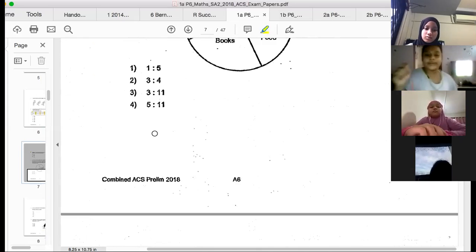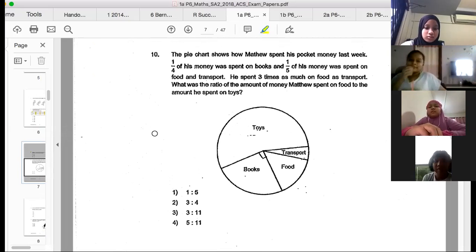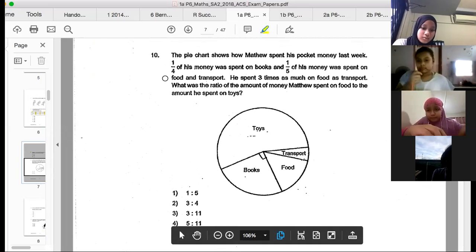Now we do this one, yeah, this one we must do. One very hard. Okay, you may say pie chart is not part of it, but we're looking at the ratio. We're looking at the ratio.